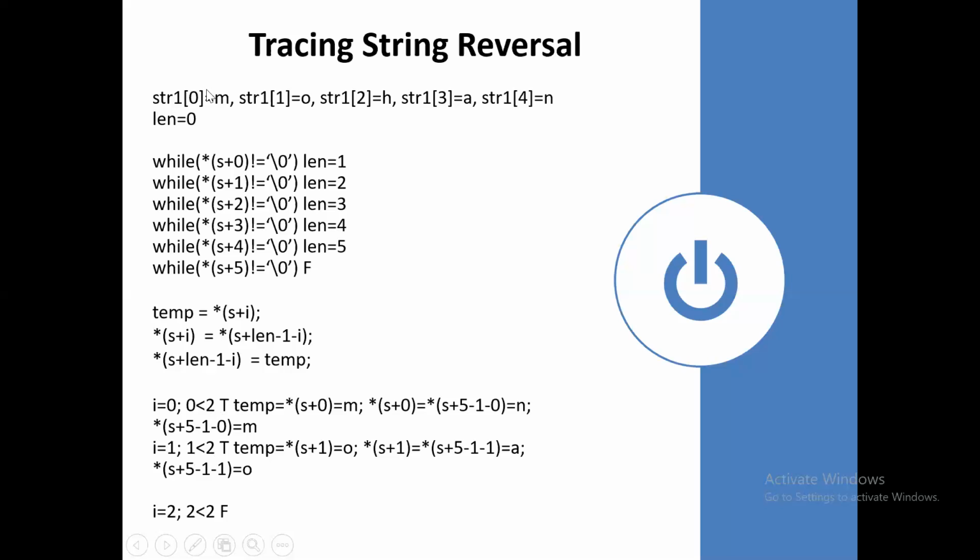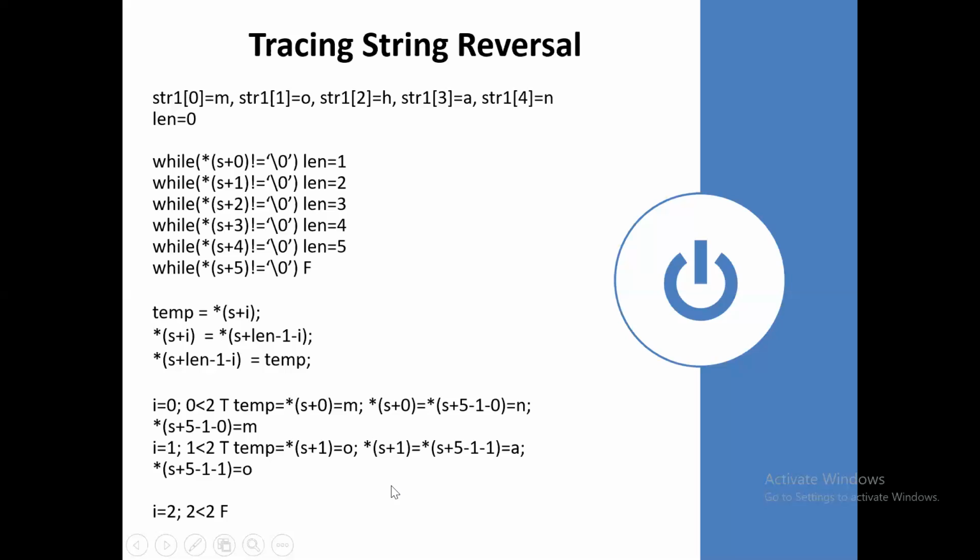Previously, m and n were interchanged. Now I am going to interchange O and A. Temp is assigned star of s plus i. Okay, s plus i value is what? 1. Star of s plus 1 is pointing to this one. O is copied down to temp.